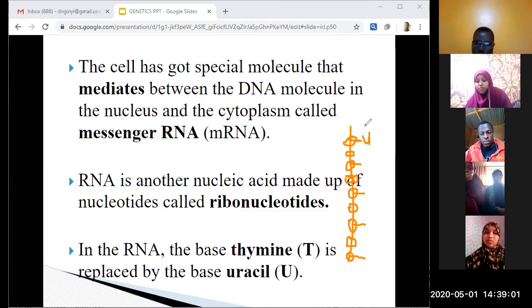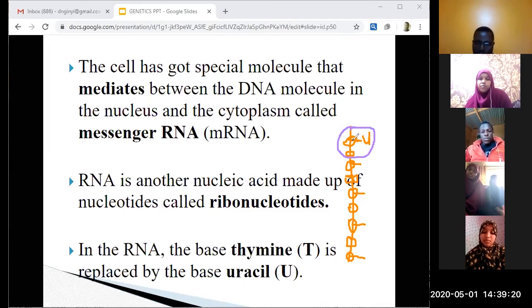So a molecule of RNA consists of, maybe I can use a different color for you to see, this ribonucleotide molecule consisting of a ribose sugar, a phosphate group, and an organic base. So the backbone therefore consists of ribose sugar alternating with a phosphate group.